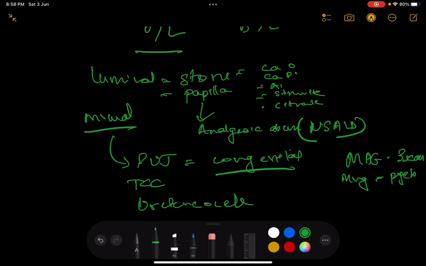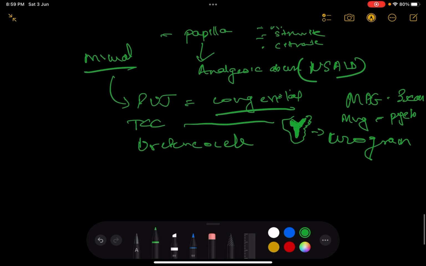Transitional cell carcinoma of the pelvis is diagnosed by your intravenous urogram, and what you could see is a goblet or a champagne glass appearance on your pyelogram, because there is a transitional cell carcinoma, and that would appear more of a champagne glass on your urogram.